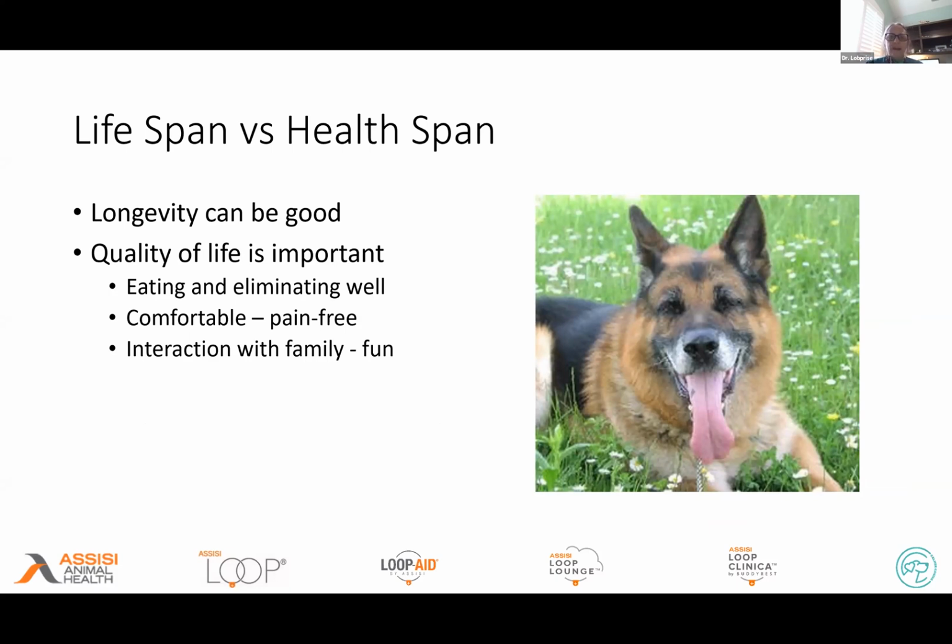And that way we look at certain basic things. Are they eating and drinking okay? Are they eliminating without any discomfort and appropriately, urinating and defecating where they should? Are they comfortable? Pain is a very important aspect of these older patients, and it's something we really need to pay attention to. Another thing we're going to talk about is, are they having fun? Do they still enjoy their family? Are they still aware of their surroundings? So let's consider health span, even more so than lifespan.